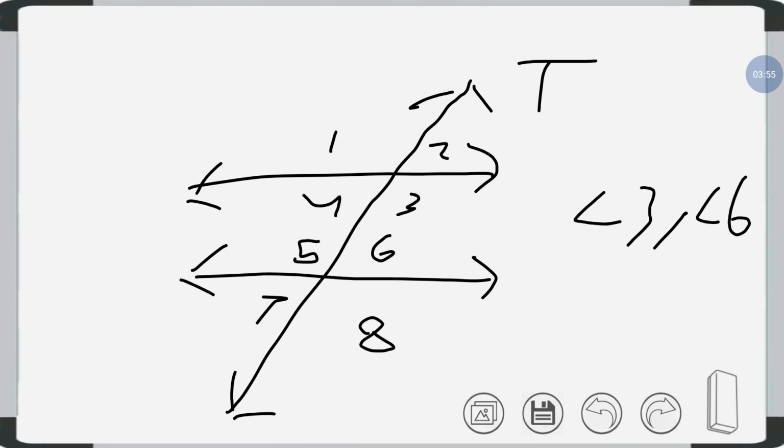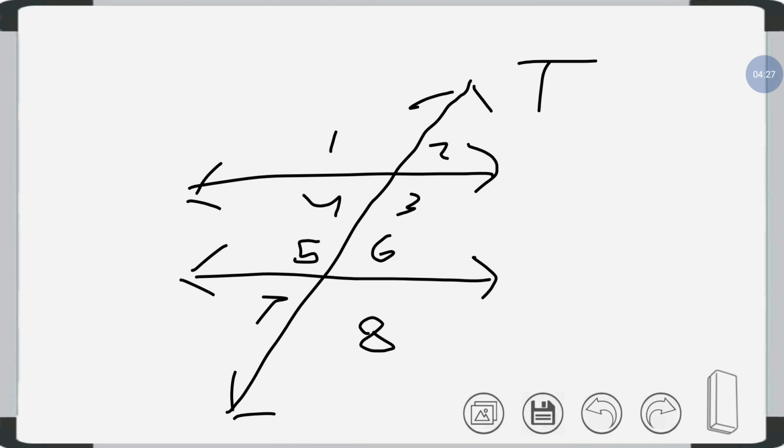So they are the same side interior angles. And another example for this is angle 4 and angle 5. As we see, they are both between the intersected lines and on the same side of the transversal line, at the left side.